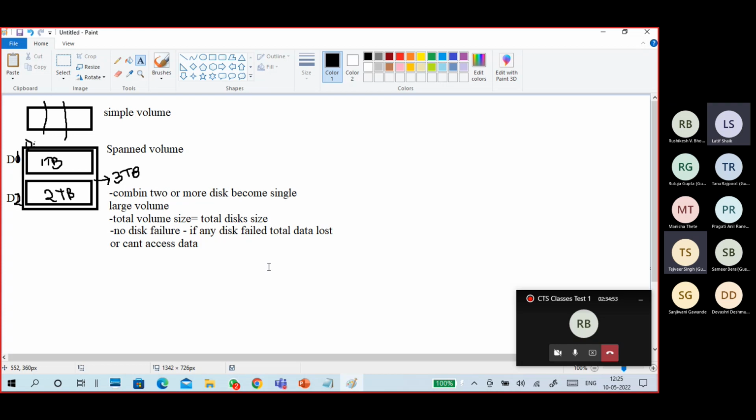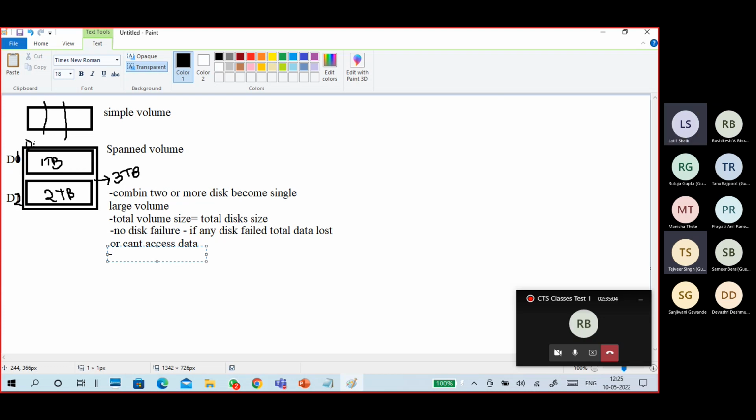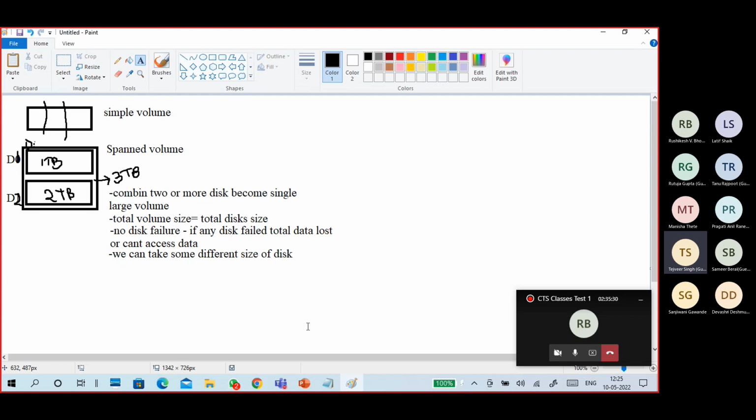Okay, simple volume, spanned volume. Guys, understand the spanned volume, so combining two disks. One more point in the spanned volume is we can take the same size or different sizes. So this is a simple volume and a spanned volume.